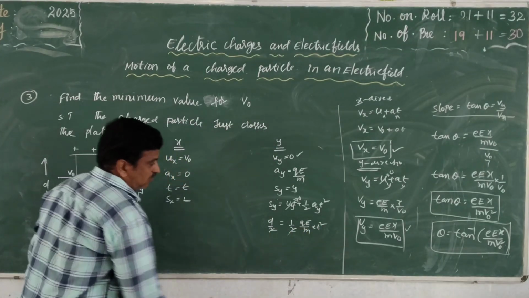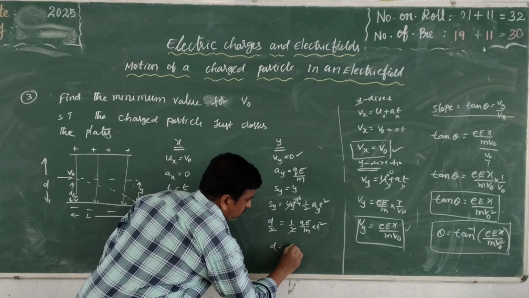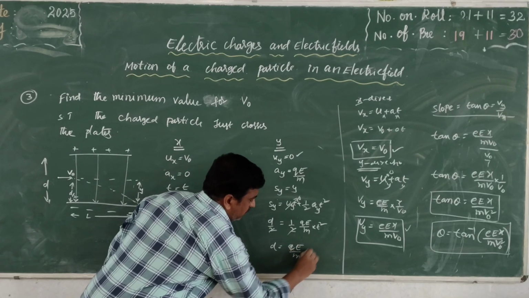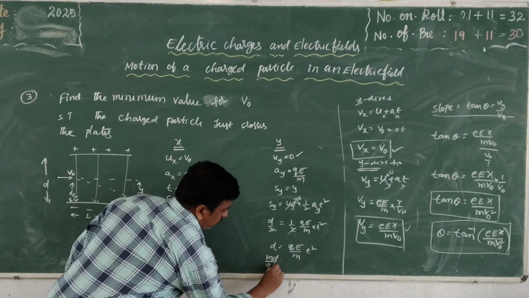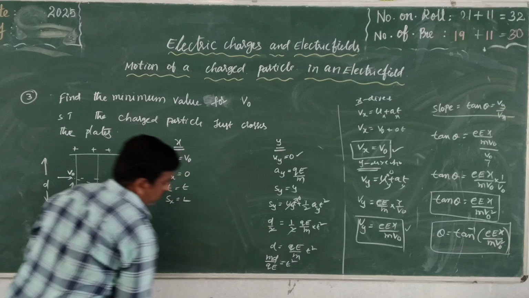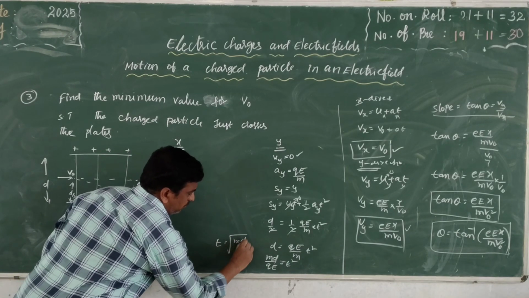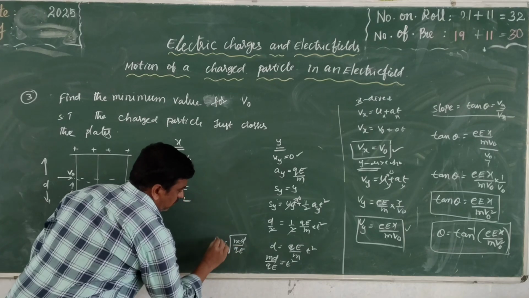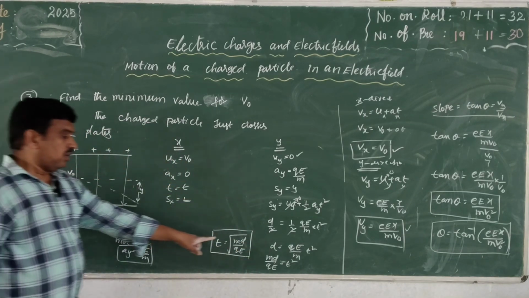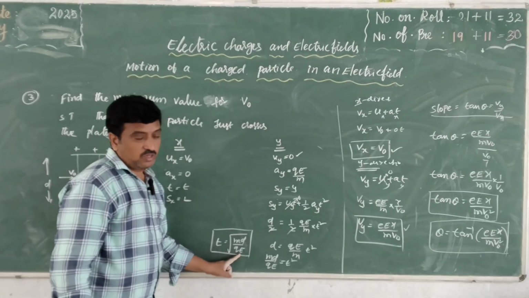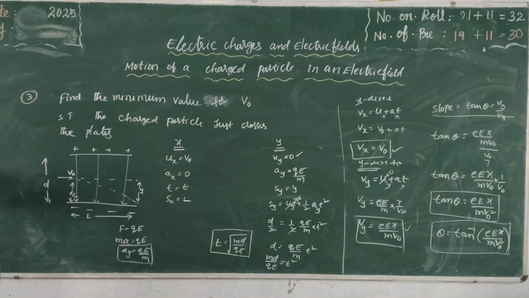See here 2 cancels. So we can write D equal to QE by m t square. This will be changed: m D by QE equal to t square. Means t equal to root of mD by QE. So the time taken to just cross the plates is root of mD by QE. But what we want to find out is the initial velocity.